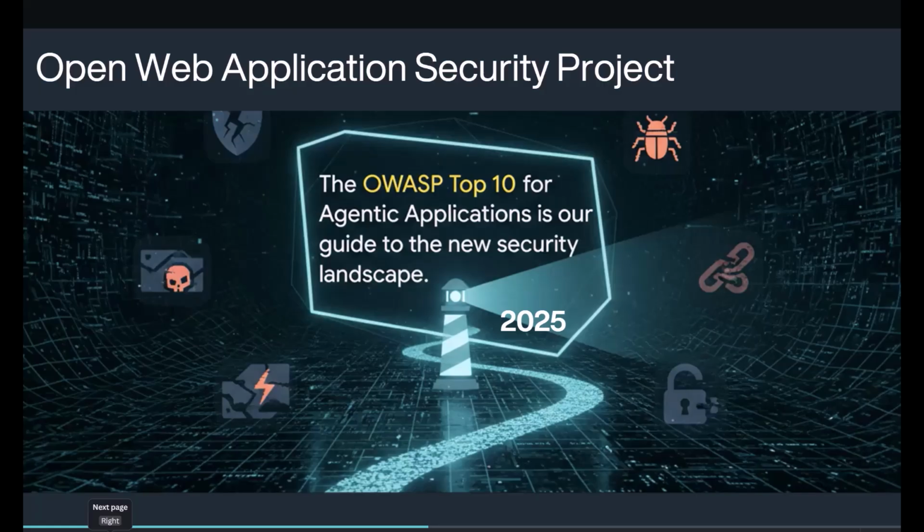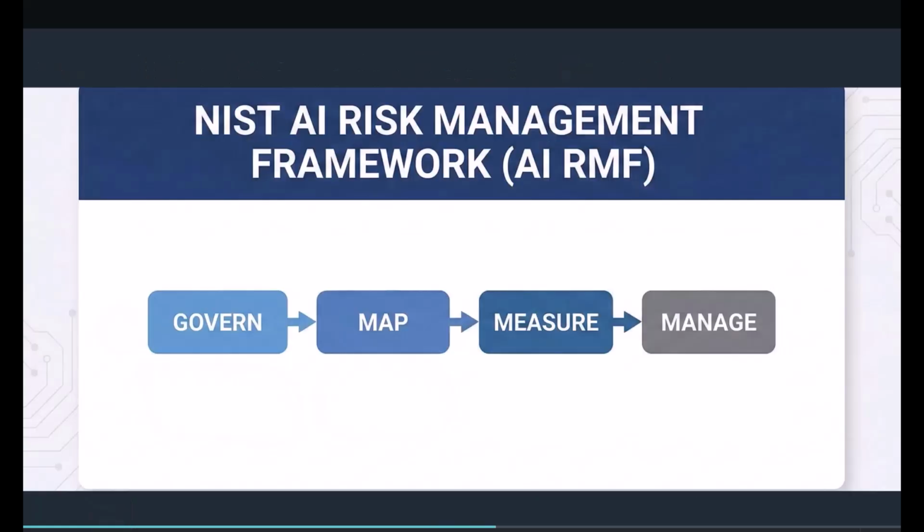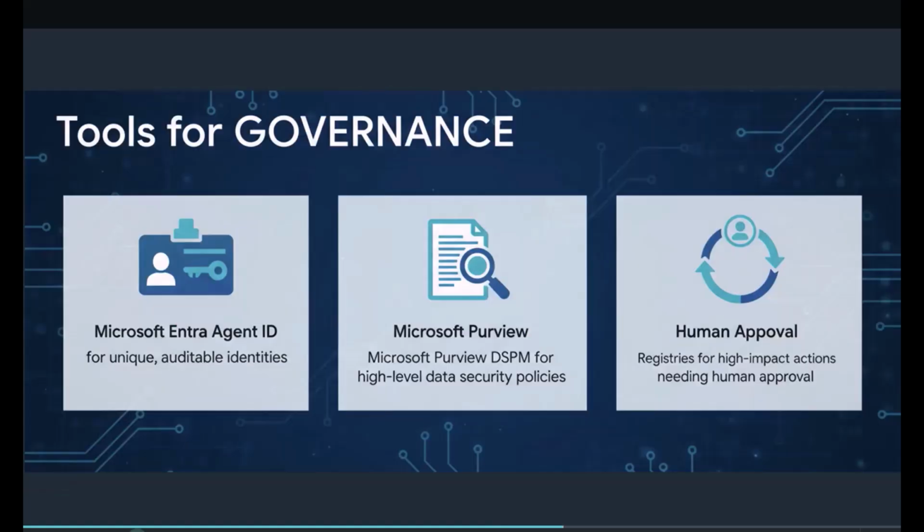So how do we build guardrails when one tiny vulnerability can bring down the whole system? There is a really clear blueprint from the National Institute of Standards and Technology, or NIST, that gives us a very useful framework. It has 4 core functions: govern, map, measure, and manage. Let's look at how we can practically apply these framework tools inside the Microsoft Foundry ecosystem. First is govern. You can use Microsoft Entra Agent ID to give every single agent its own unique auditable identity.